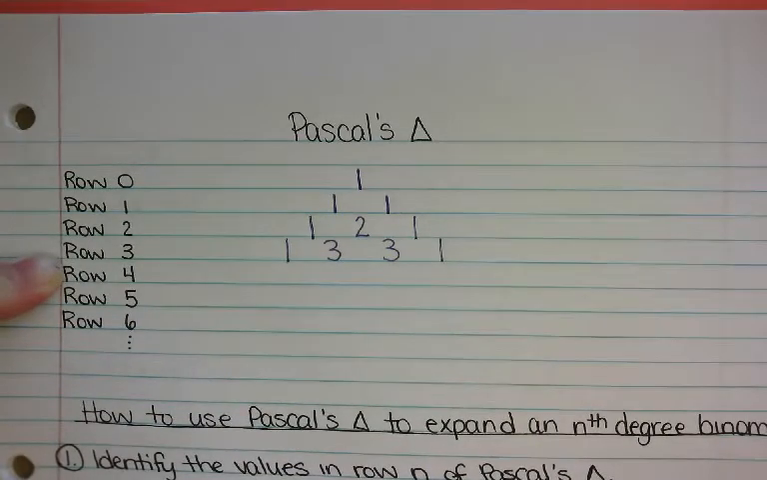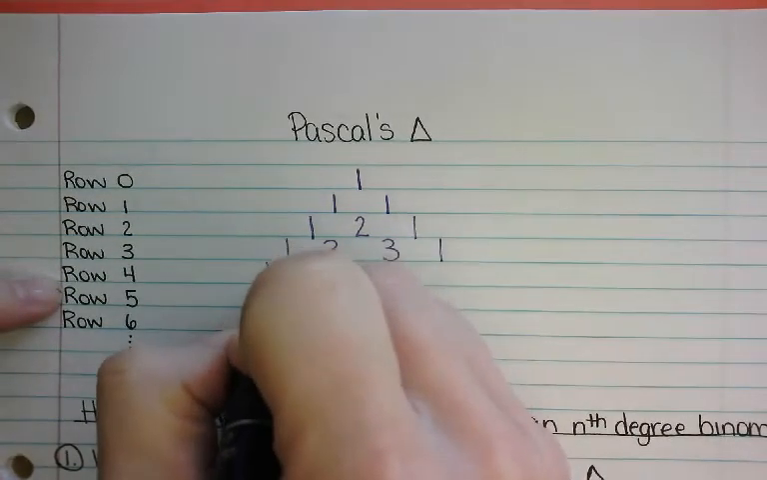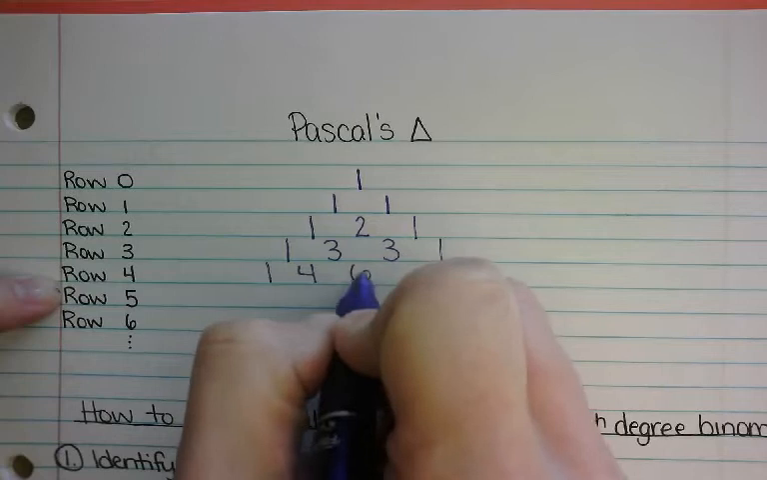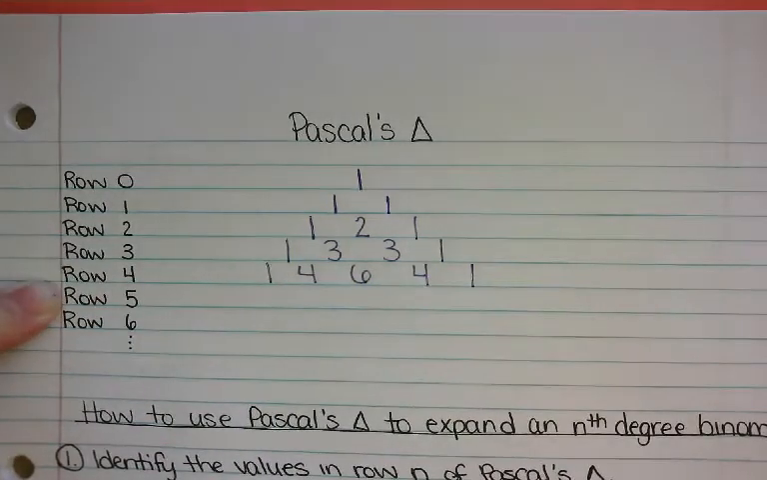So maybe you're starting to see a pattern. And there's a bunch of different patterns, honestly. Let me do a 4th row. Here I have 1, 4, 6, 4, 1. Okay, so again, hopefully you can see a pattern.